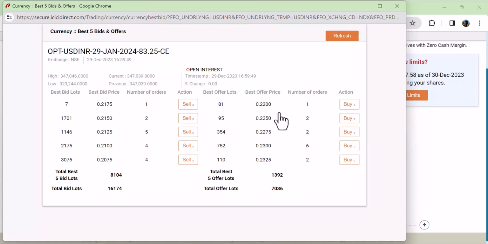Similarly, the last one is 3,075 bid lots, at 0.2075. That means the 5 best bids are in the range of 0.2175 to 0.2075. So you can say, okay, there are 5 levels and the lowest is 0.2075. You can place the order at 0.2075. If you don't want to go further, you can just say somebody has done it, so they are the best 5, and the others are a bit further down. You can just take your own call.